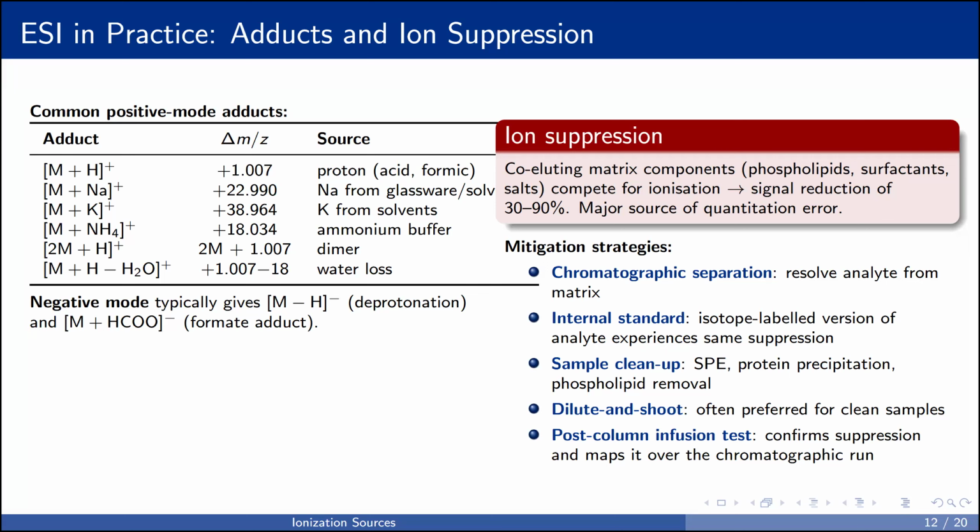And finally, the post-column infusion test. This is a diagnostic experiment. You infuse your analyte at a constant concentration post-column while injecting a blank matrix on the column. The signal you see as the matrix elutes through the detector tells you minute by minute how much suppression the matrix is causing at any retention time. If your analyte elutes in a suppressed region, you move it.